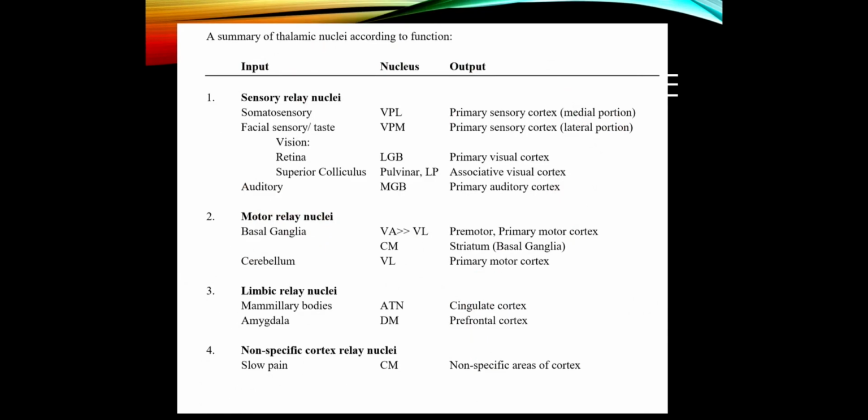So here's a summary in your handout of all of the thalamic nuclei. I would say in terms of which ones would be most likely asked on boards, certainly VPL, VPM, and lateral geniculate. I think those would be the three highest yields in terms of a national board type question.